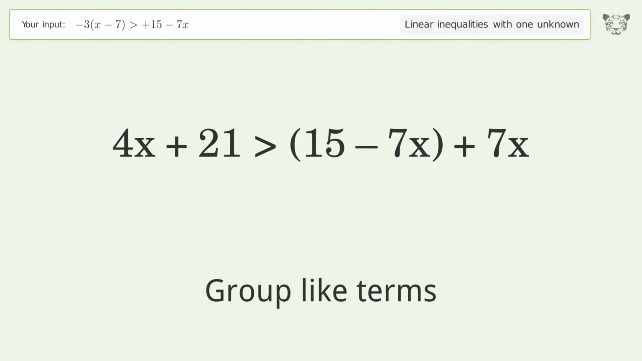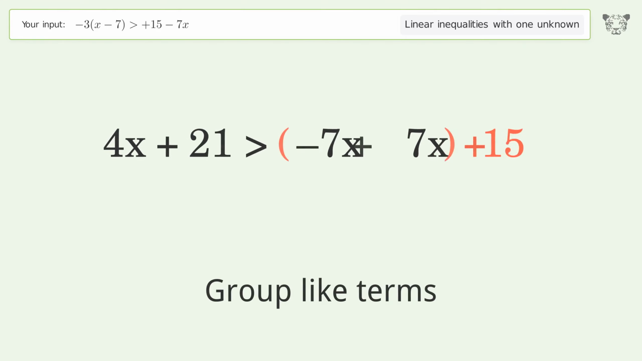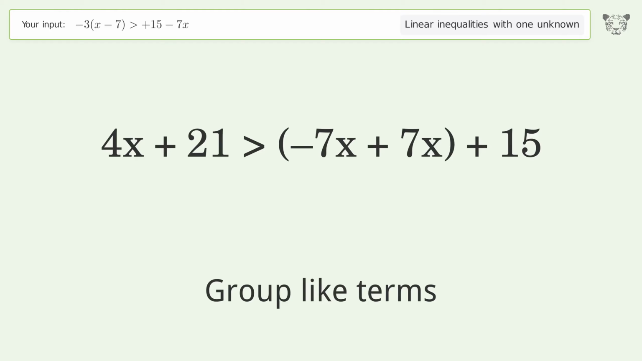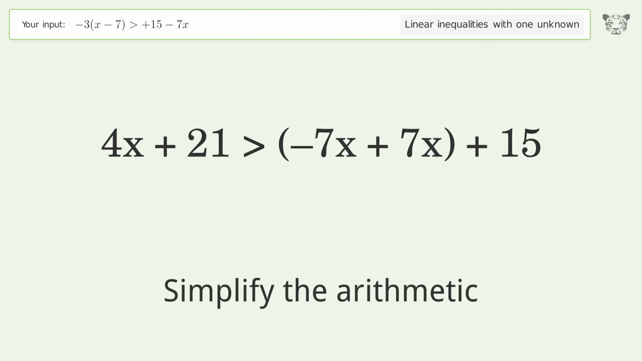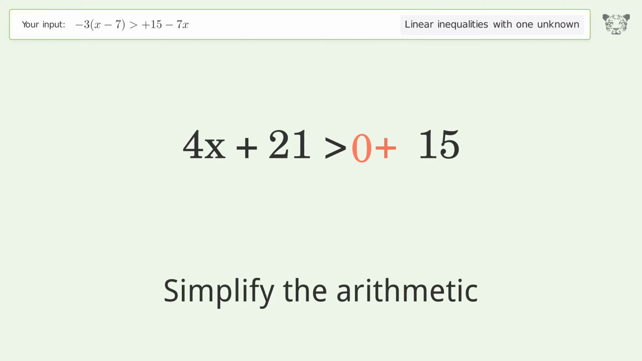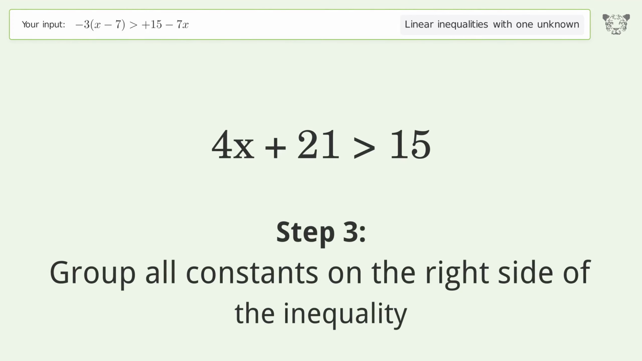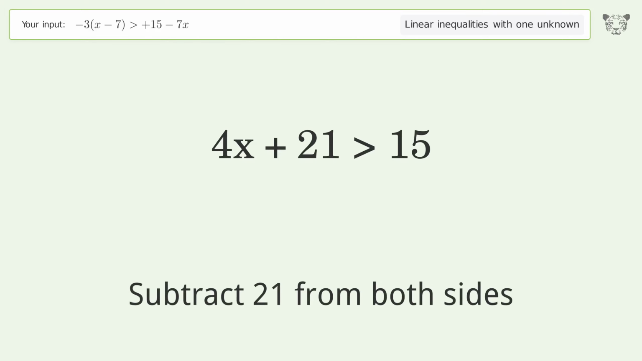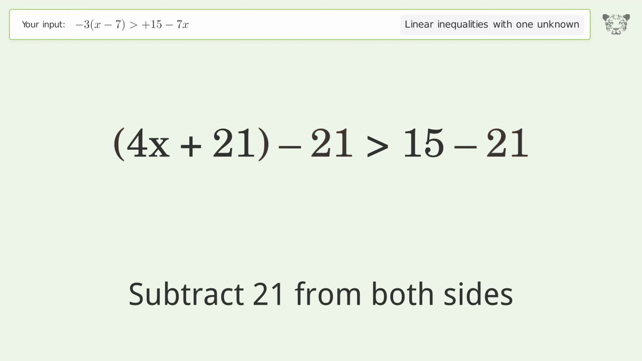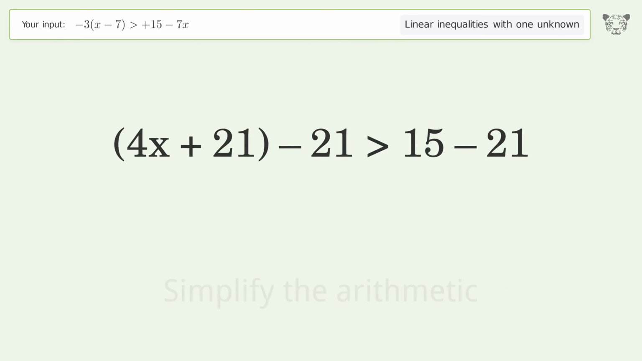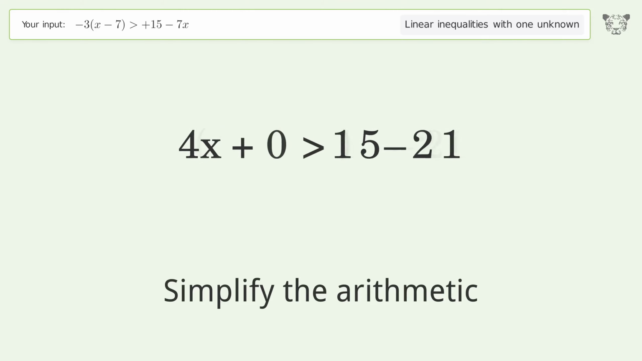Group like terms. Simplify the arithmetic. Group all constants on the right side of the inequality. Subtract 21 from both sides. Simplify the arithmetic.